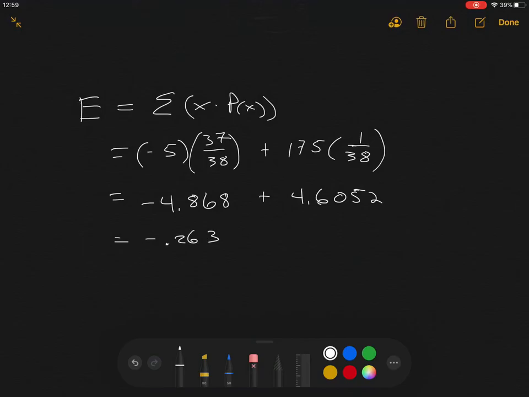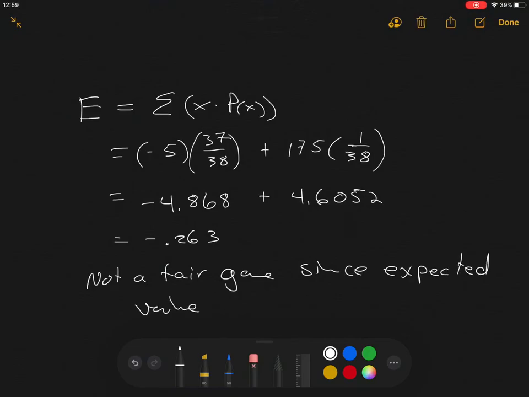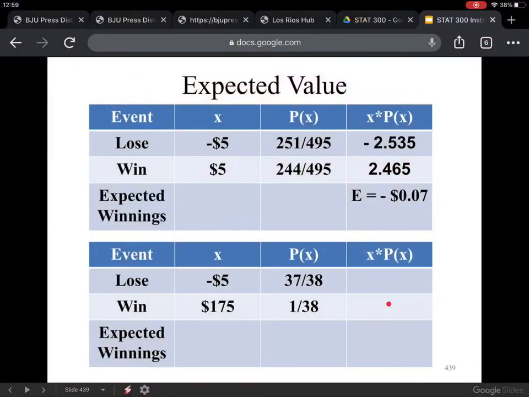Is this game fair or is this game not fair? It is not fair since this is not 0. Not a fair game since the expected value is not 0. Not fair if it's not 0. If it's 0, then it's fair. Okay? So we played those two very basic games.